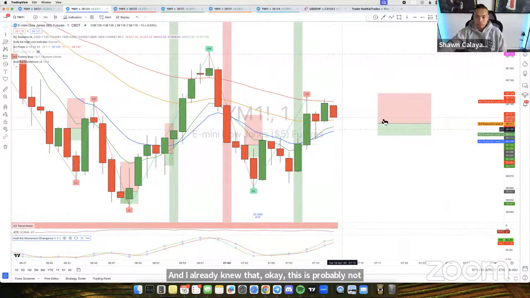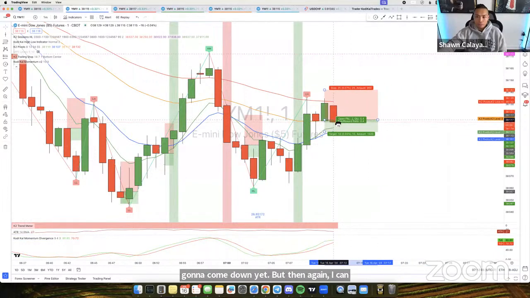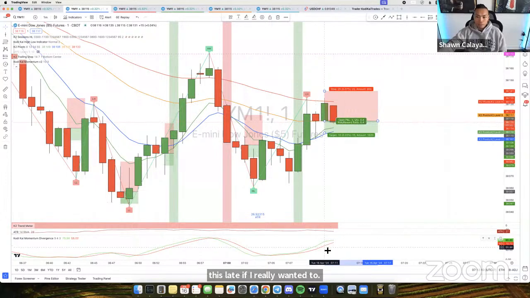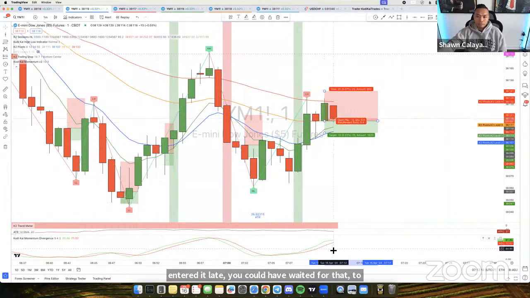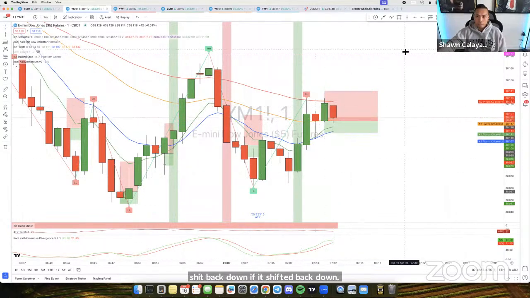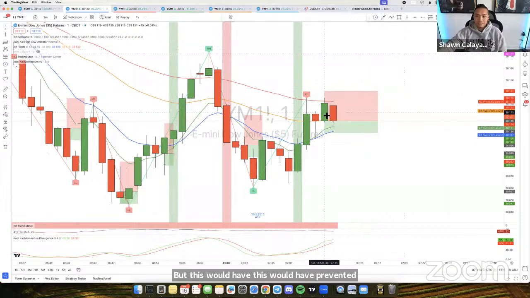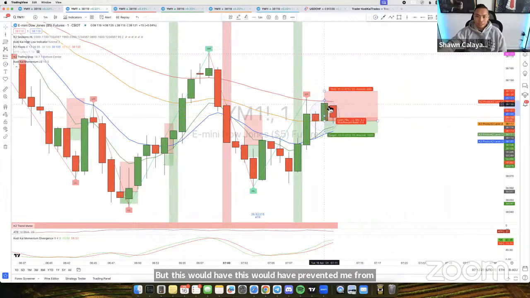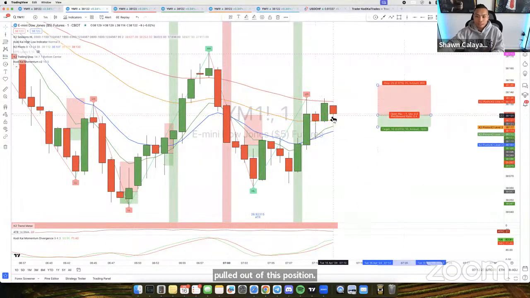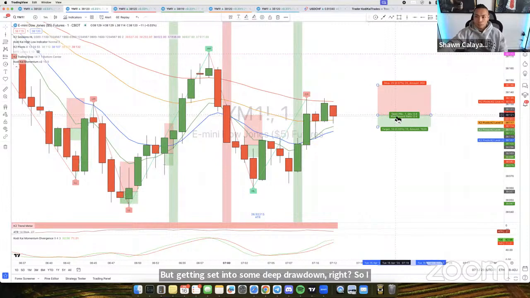But then again, I can still enter this late if I really wanted to. So for this example right there, if you entered it late, you could have waited for that divergence to shift back down. This would have prevented me from a little heart attack right now, from getting set into some deep drawdown, right? So I think what I'll do here is I'll keep watching it. If the divergence shifts over, then I'll get in for a late entry.